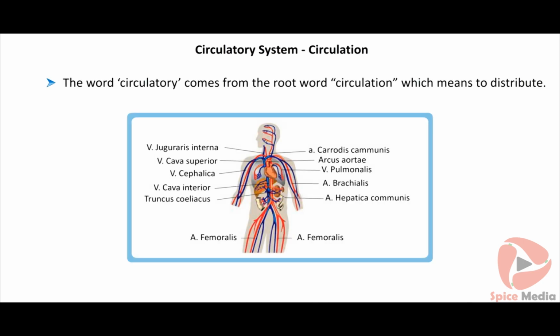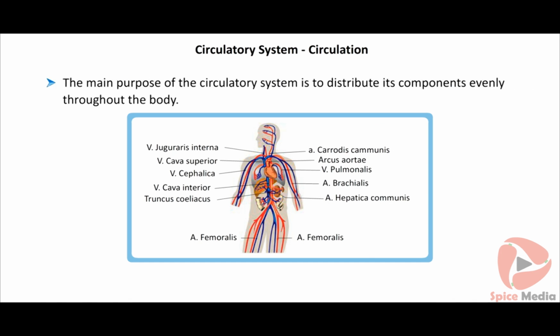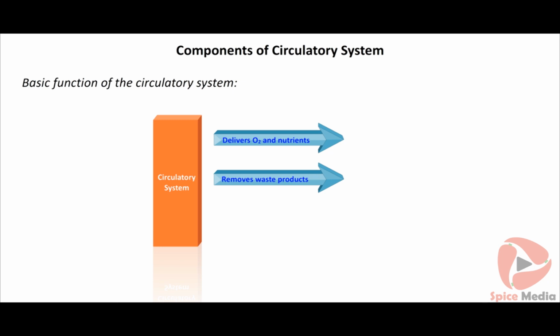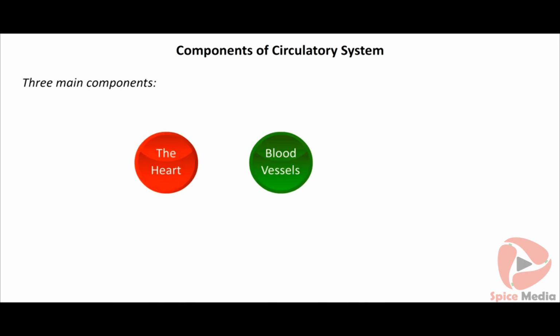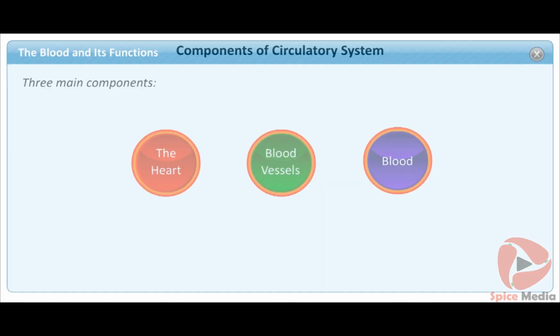The word circulatory comes from the root word circulation, which means to distribute. The main purpose of the circulatory system is to distribute its components evenly throughout the body. The basic functions of the circulatory system are to deliver oxygen and nutrients to the cells, to remove waste products after metabolic activities, and to regulate temperature of the body. The circulatory system has three main components: the heart, blood vessels, and the blood.